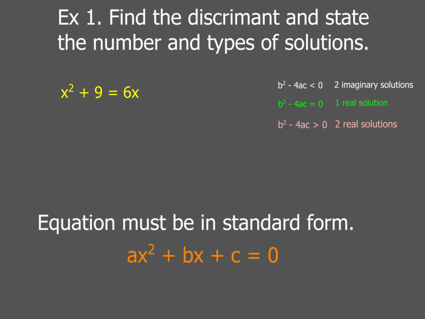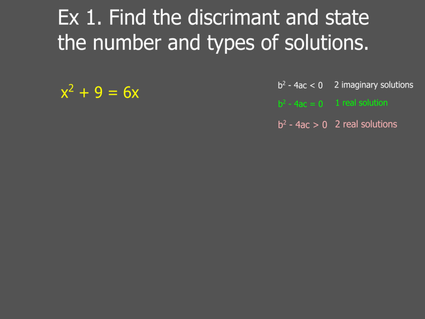Now, we're going to get right into this first example here. x squared plus 9 equals 6x. And remember, you've got to put the equation in standard form. And this is not in standard form. So this 6x right here, we're going to have to move that to the other side. So let's go ahead and do that. We're going to move this 6x over to the other side.